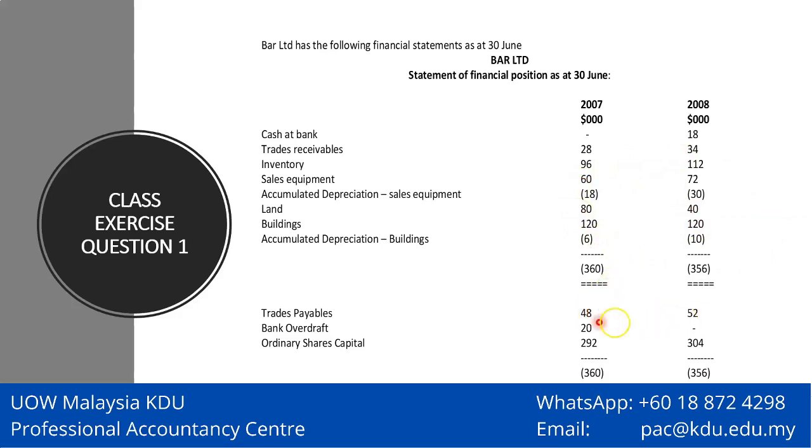So our trade payables is listed here. Notice we have an overdraft here. We started with an overdraft, but we did end up with a positive bank balance. So I suppose there will be an increase in your cash. Share capital has increased, and usually share capital increases when you issue new shares.